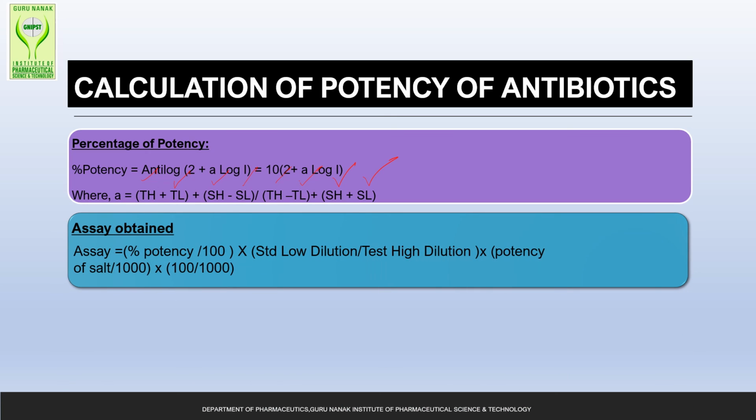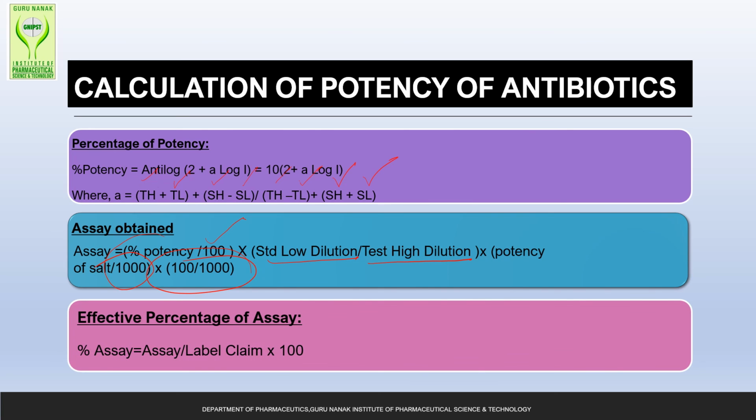Next is the assay obtained. Here we have to take out the assay, which is equal to percentage potency divided by 100 into standard low dilution divided by test high dilution into potency of the salt divided by 1000 into 100 divided by 1000. So after we calculate the assay, we will put the value over here for percentage assay, that the formula stands: percentage assay is equal to assay divided by label claim into 100. This is the completion of the whole procedure and here we get the effective percentage of assay.